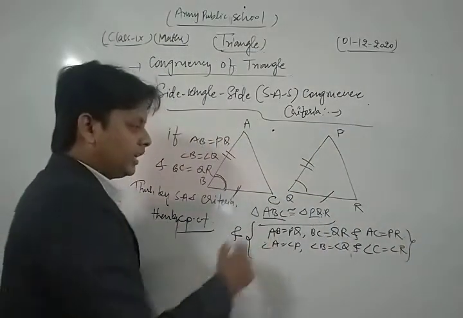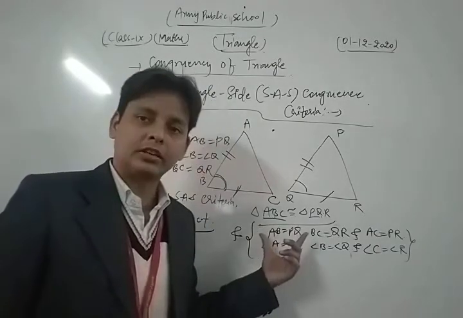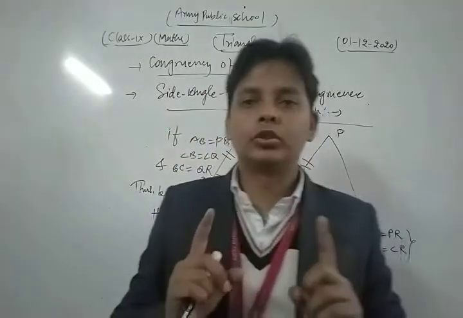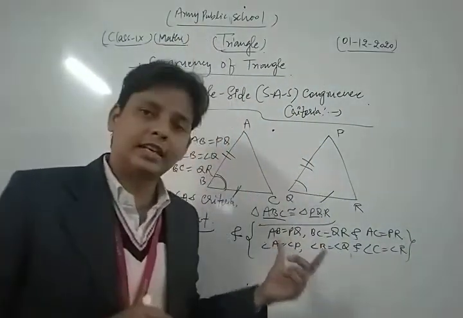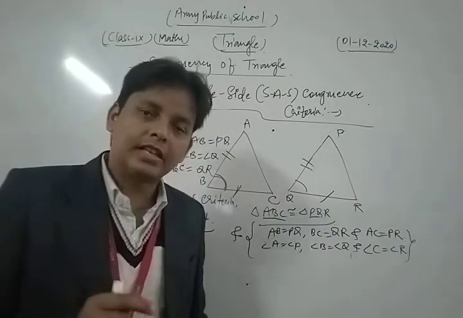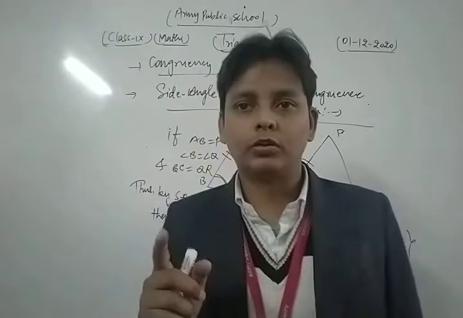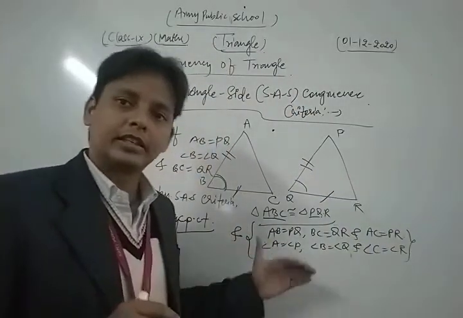Dear friend, this is a very important concept related to the congruence of a triangle. If two triangles are congruent to each other, then their corresponding sides are equal, and their corresponding vertices or angles are also equal. So this is the concept of the side angle side congruence criterion.